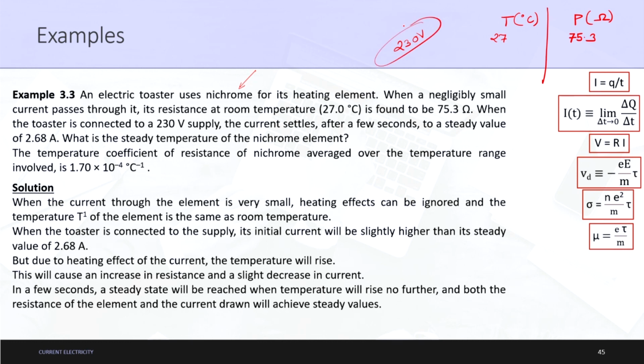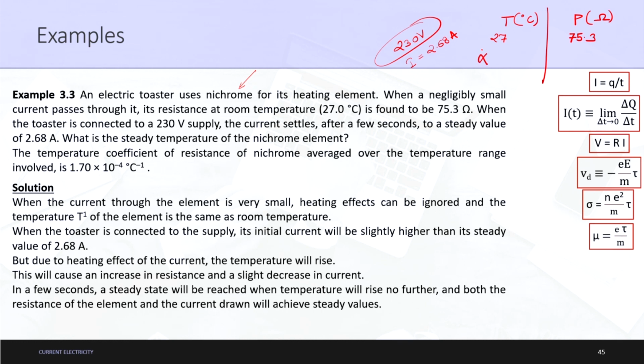Thus the current settles and attains its steady state after a few seconds to a steady value of 2.68 amperes. Now, what is the steady temperature of the nichrome element? So the steady temperature, that is the T naught value, is asked of you, if the value of alpha is given to you. The temperature coefficient of resistance of nichrome, averaged over the temperature range involved, is alpha. So alpha is given to you directly.